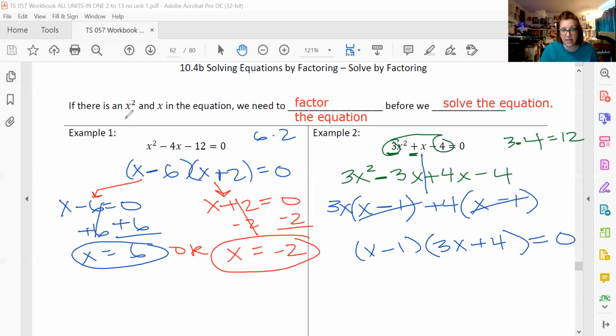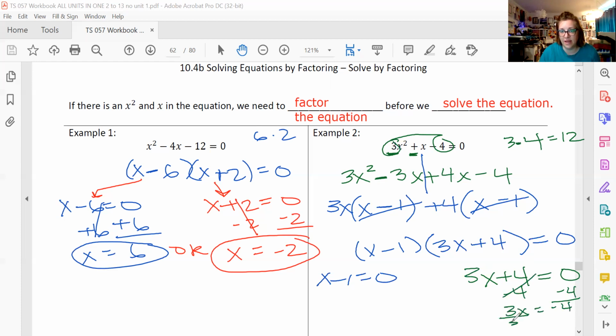And now I'm going to set each one of these equal to 0. So x minus 1 equals 0. And then over here, we'll do 3x plus 4 equals 0. And so then I know how to solve these. Over here, I subtract 4 and divide by 3, so x equals negative 4/3. But over here, plus 1, x is going to equal positive 1.